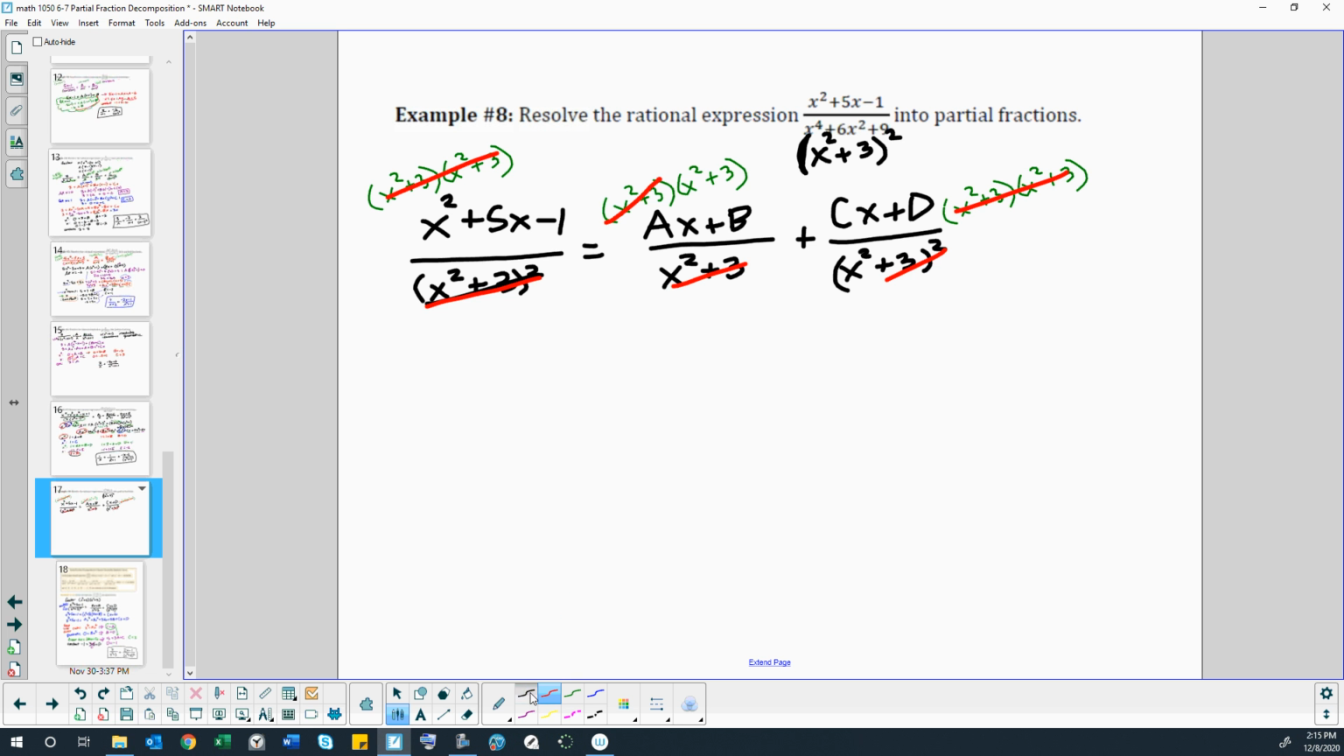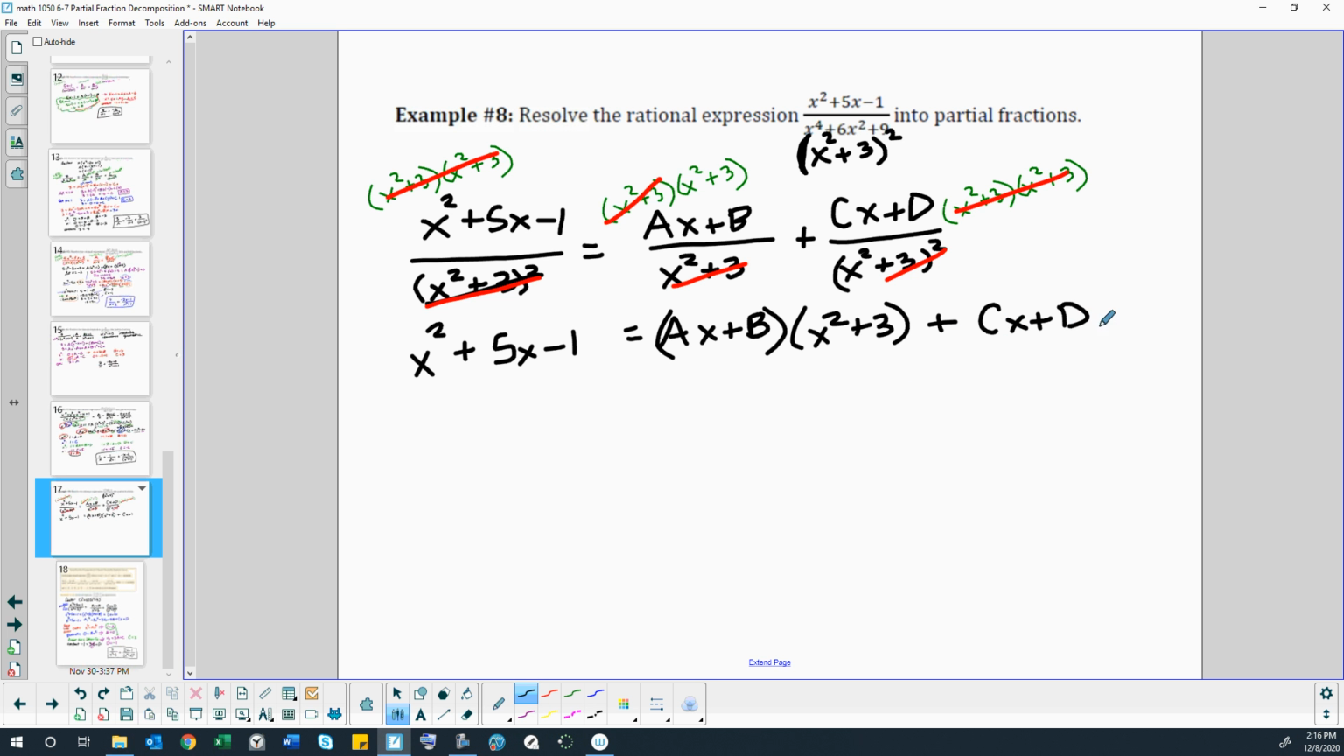All right, so what do we have left? We have x squared plus 5x minus 1. And then we have ax plus b times x squared plus 3. And then we just have cx plus d, because all of that one canceled out. We can go ahead and multiply this together, FOIL it out.